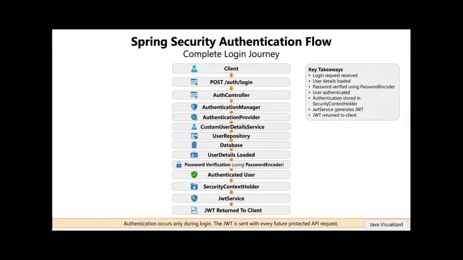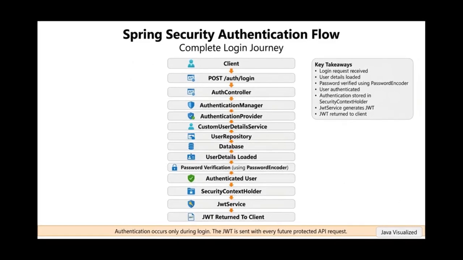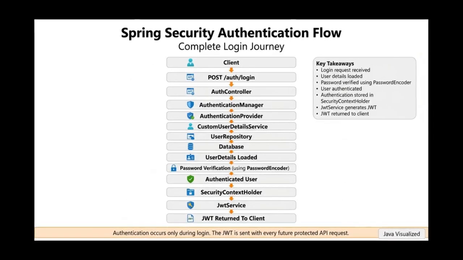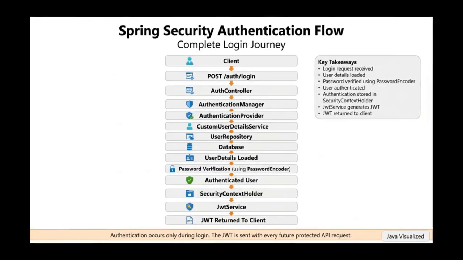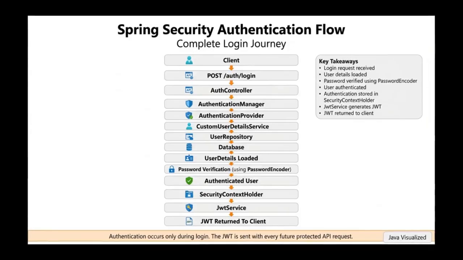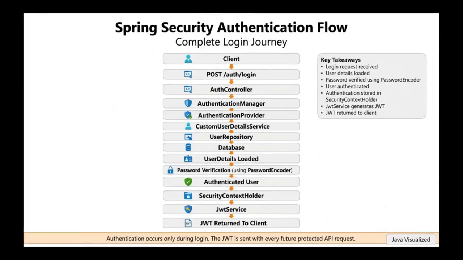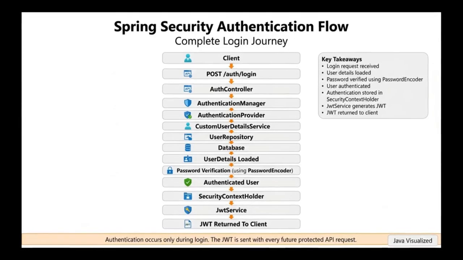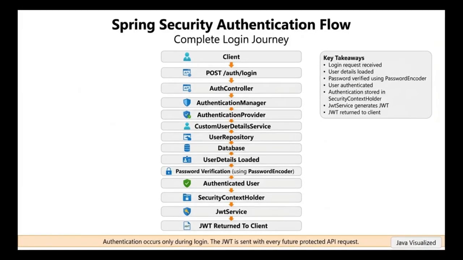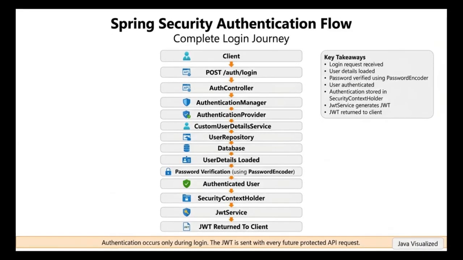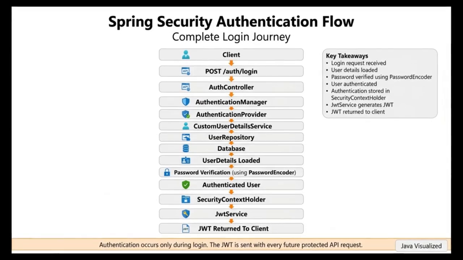Let's bring the entire authentication process together. The client sends a login request to the AuthController, which forwards it to the Authentication Manager. The Authentication Manager delegates the request to the authentication provider, which loads the user through the CustomUserDetailsService and verifies the password using the PasswordEncoder. Once authentication succeeds, Spring Security stores the authenticated user in the security context holder. Finally, the JWT service generates a signed JWT token and returns it to the client.